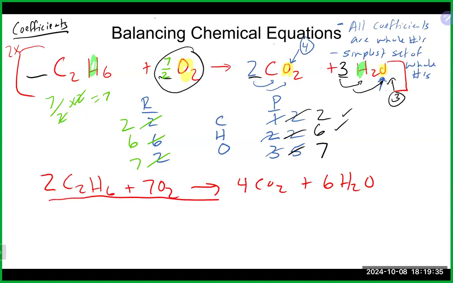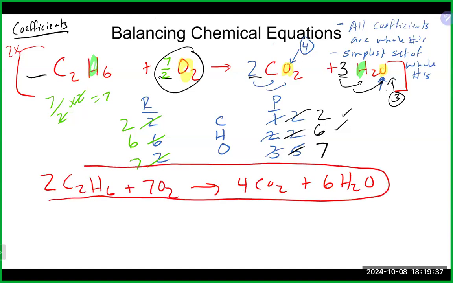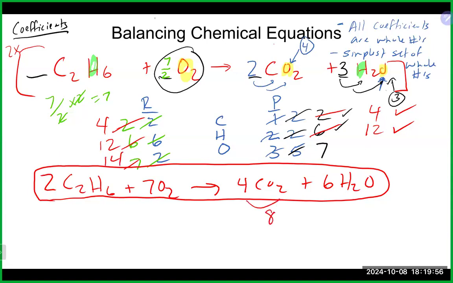And if I didn't screw up anything here, we should still be balanced. So I've got 4 carbons on the left, 4 on the right, so that's good. I've got 2 times 6 is 12 hydrogens on the left, 6 times 2 is 12 on the right, so that is good. 7 times 2 is 14 oxygens on the left. In this first guy, I've got 8 oxygens. In the second guy, I have 6. So that also is 14. And now we are correctly balanced in terms of this equation.